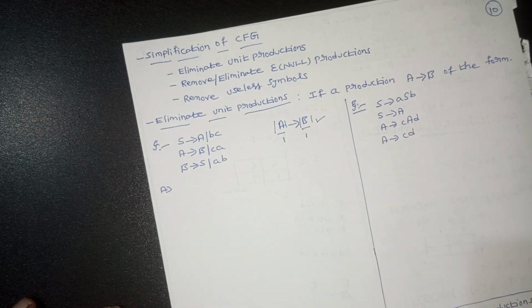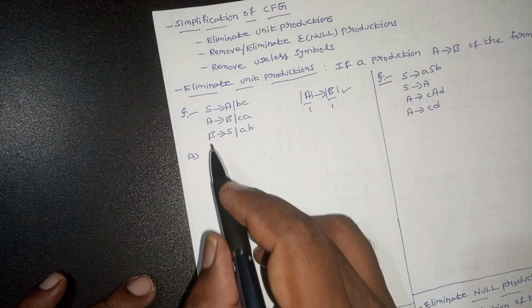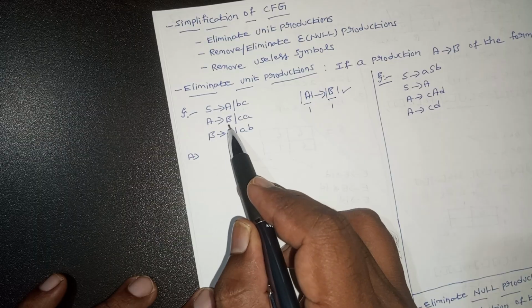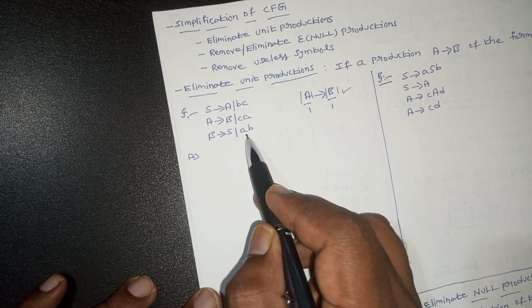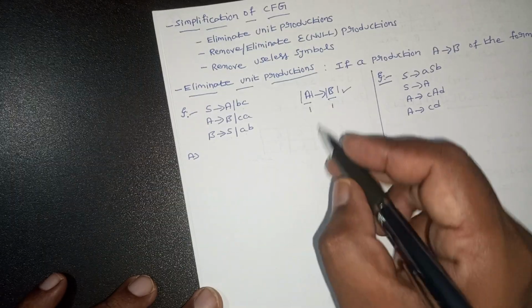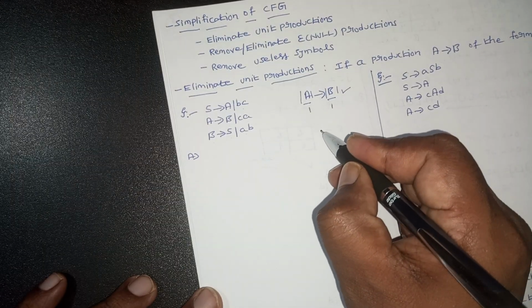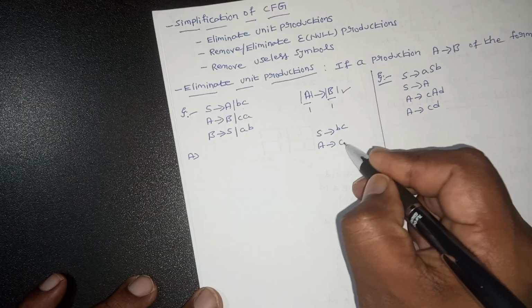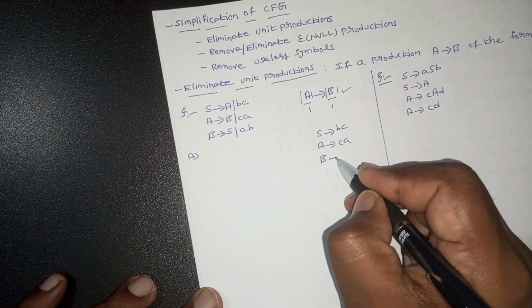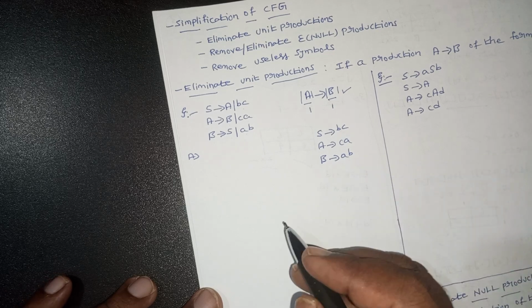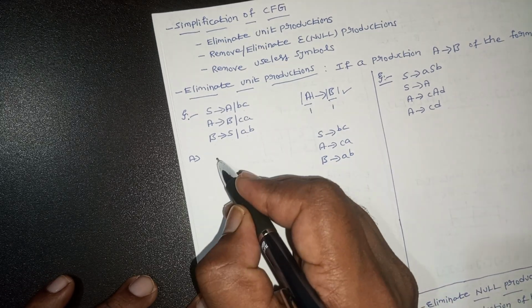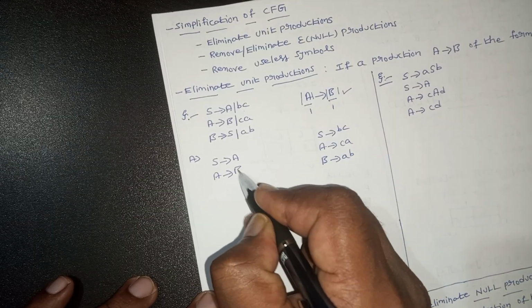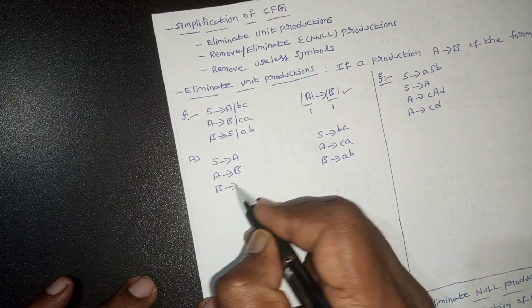Okay, very simple. Now you see here, this is the grammar. S tends to A B or B C, A tends to B or C A, B tends to S or A B. Okay, first I'm writing it separately, without unit productions. S tends to B C, A tends to C A, B tends to A B. Okay, now you write here. S tends to A, A tends to B, B tends to S.